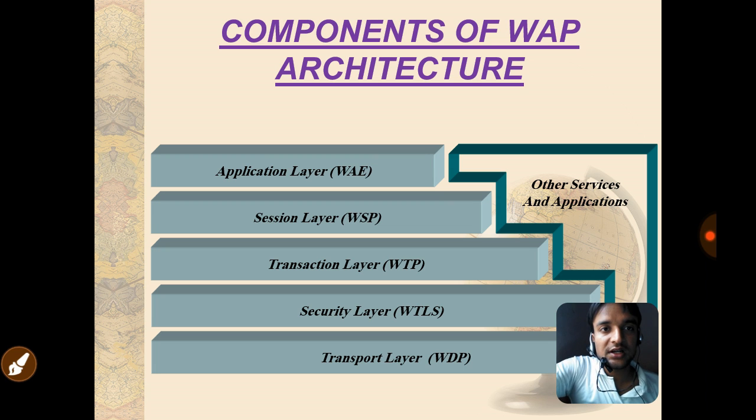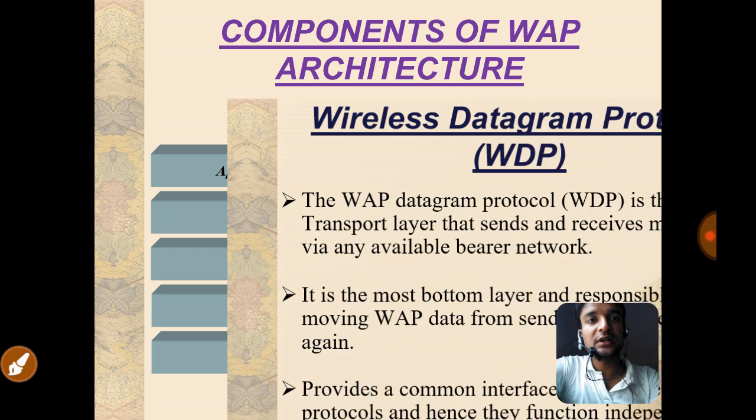In the transport layer, the WDP protocol is used. In the security layer, the WTLS protocol is used. In the transaction layer, the WTP protocol is used. In the session layer, the WSP protocol is used. And in the application layer, the WAE protocol is used. So you must memorize these concepts, and in the exam you must write them whenever they ask about the protocols or the components of WAP architecture. Okay, so now let's move to the next slide.